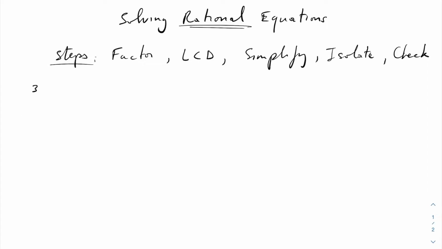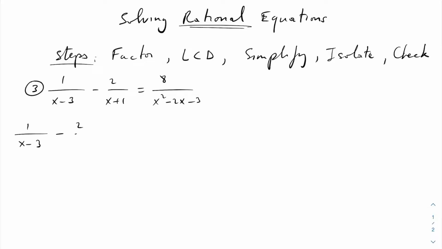Example number 3 here: 1 divided by x minus 3, minus 2 divided by x plus 1, equals 8 divided by x squared minus 2x minus 3. Okay, first things first, let's go ahead and factor everything out. Our first term, 1 divided by x minus 3, is already factored, minus 2 divided by x plus 1 is already factored, and our last term is not factored yet.